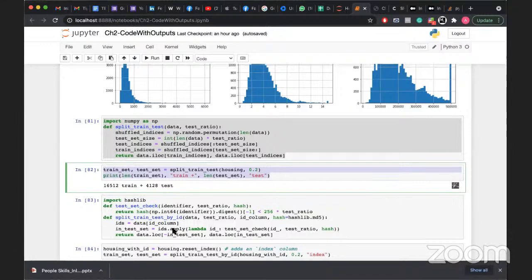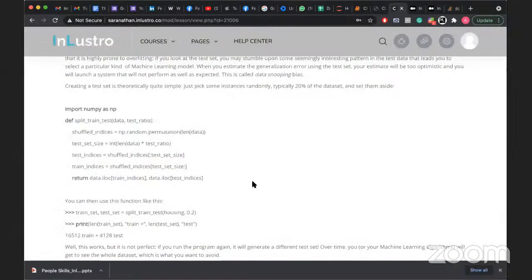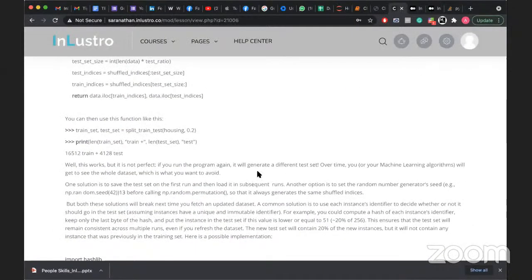Okay, so once we have split it into the training and the test set, let's come back. It's good, but it's not perfect. Why? Because if you run the program again, it will generate a different test set. Over time, you'll get to see the whole data set, which is something you want to avoid, because it will lead to overfitting. So one solution is to save the test set on the first run and load it in subsequent runs. Another option is to set the random number generator seed value before you call the random permutation, so it always generates the same set of shuffled indices.